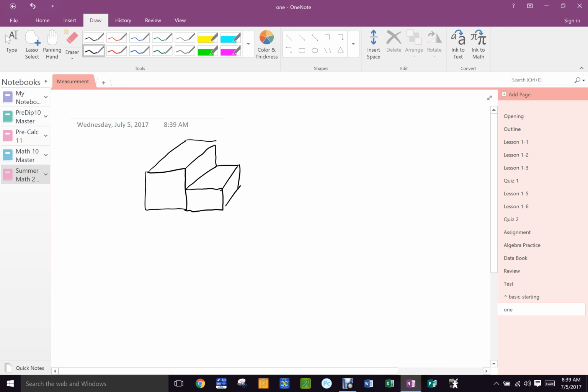Pretend I drew that perfectly. Everything's square and nice and 90 degrees. How would you tell me the surface area of that? Again, you don't have to write it down. You just got to think about it. Surface area, not volume.